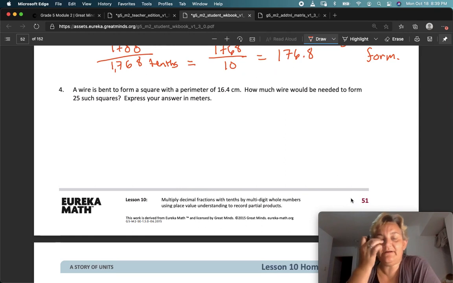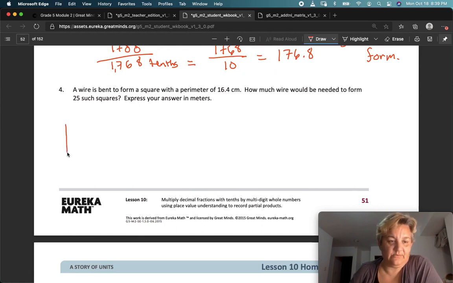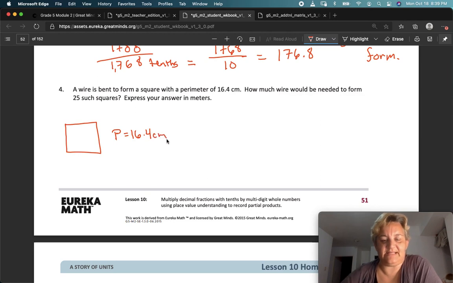Number 4, a wire is bent to form a square with a perimeter of 16 and 4/10. Okay, so here is the wire, and it was bent all the way around to make a perimeter of 16 and 4/10 of a centimeter. How much wire would be needed to form 24 squares just like it? Well, if we want to create 24 squares just like that, that is a multiplication problem, right? So we're going to multiply 16.4 centimeters. We're going to change that to 164 tenths.